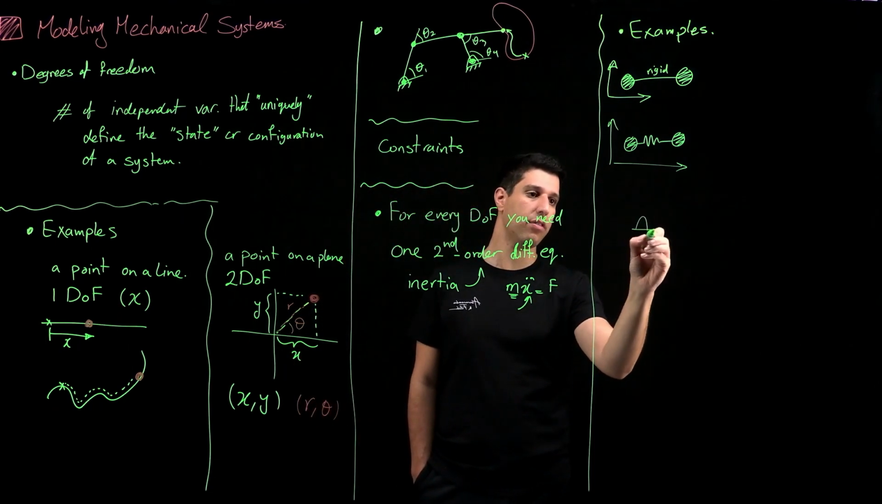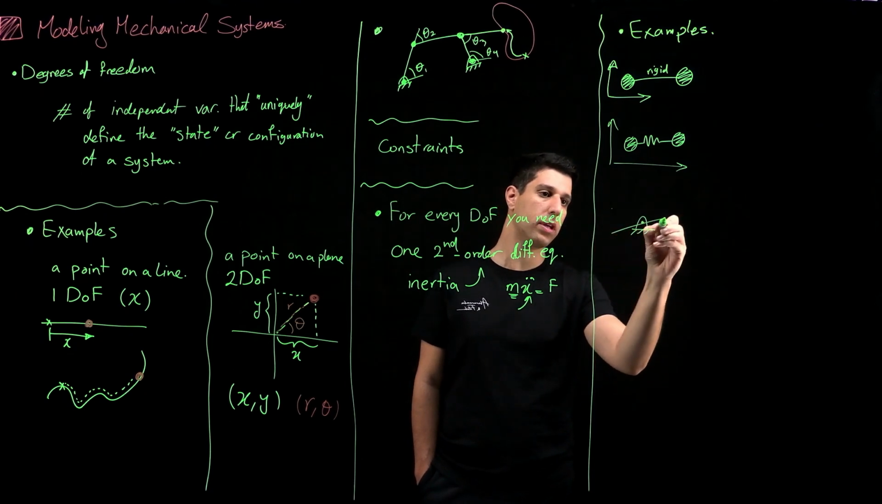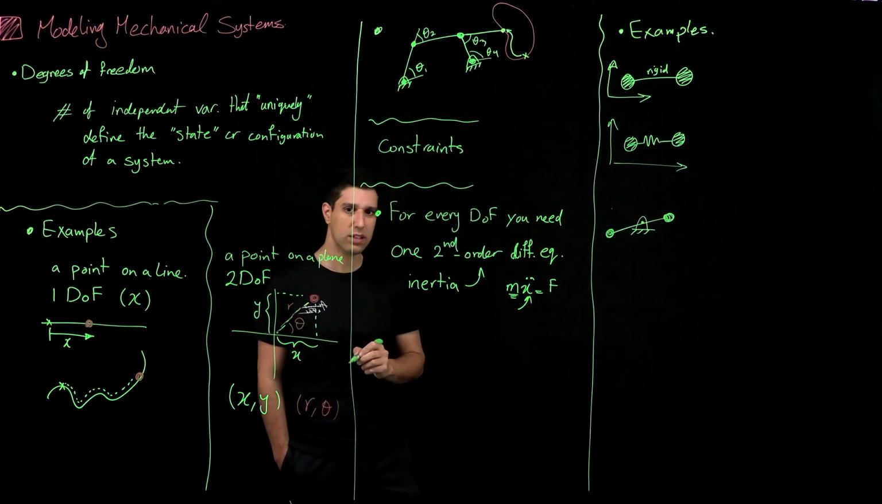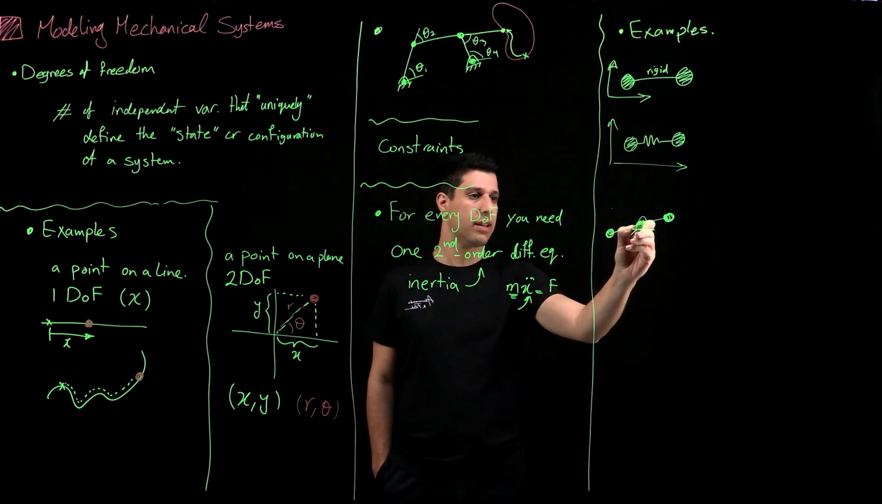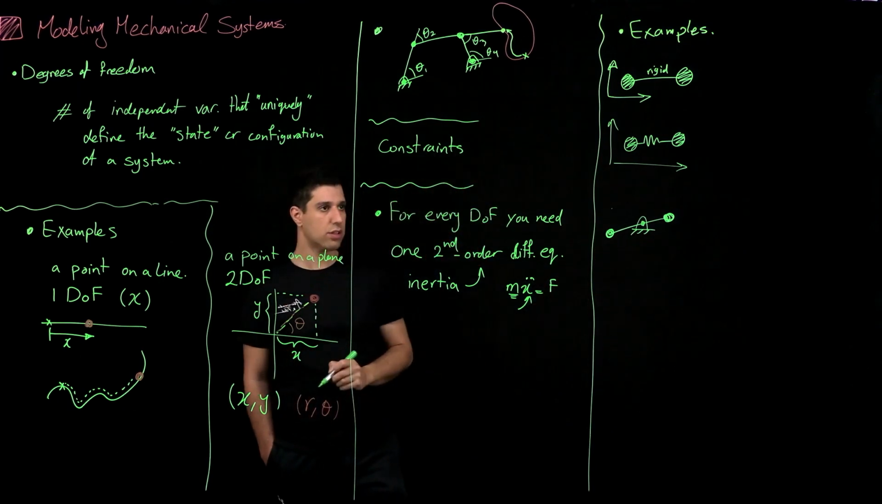I have one link. I put it here. One mass here, one mass here. This is a seesaw. The rigid link rotates about this point, and two masses are attached to the two ends.